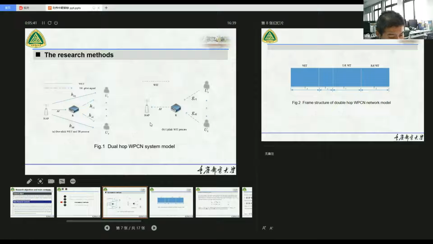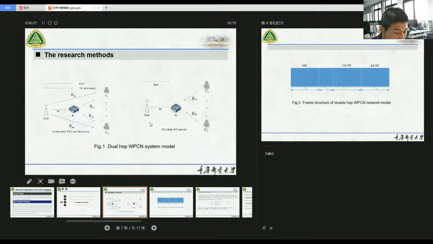Downlink wireless energy transmission, referred to as WET, time reversal detection, and uplink WIT, as shown in Figure 1A. The HAP transmits energy to the relay node and the terminal node in the downlink WET phase. And the relay node transmits detection signals to different terminals in the time reversal detection phase to detect channel state information.